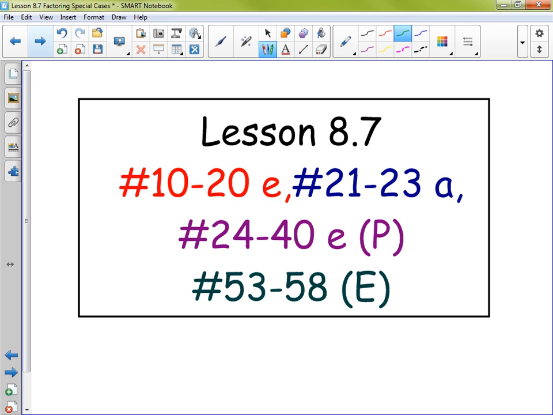Okay, your assignment is 10 through 20 even, 21 through 23 all, 24 through 40 even. Those are the proficient problems, and the rest of them are the exemplary problems.